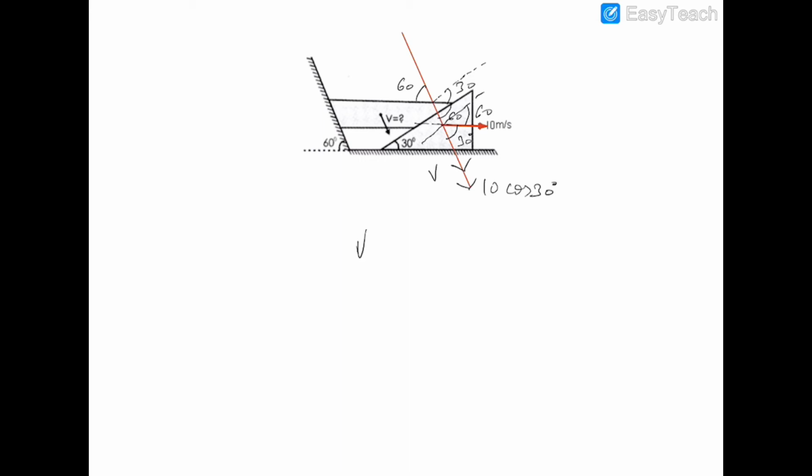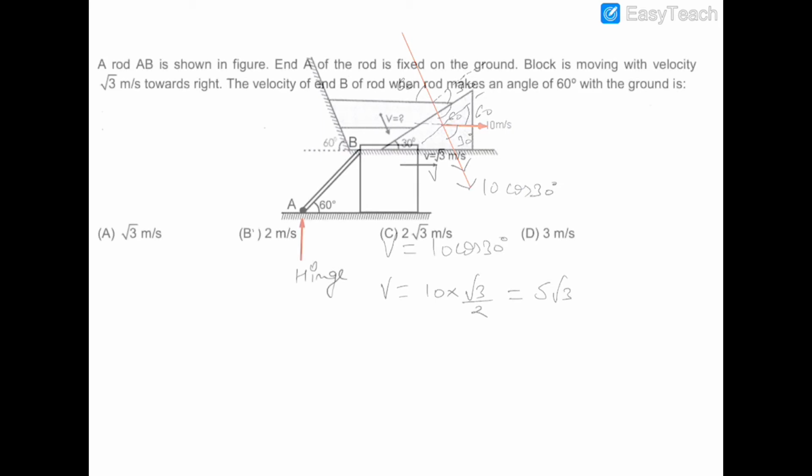So V will be equal to 10 cos 30. So V is equal to 10 times cos 30, which is root 3 by 2, and V will be equal to 5 root 3. So this will be the direction of velocity. This will be the value of V of the rod, velocity of the rod. So let us move on to the next question.